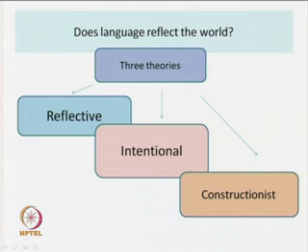Another important question that came up when we were discussing representation in the last lecture is the question, does language reflect the world? And we saw that there were three theories, which after Stuart Hall we call the reflective, the intentional and the constructionist theories, that are used to answer questions like these. We found that the reflective theory is a mimetic theory, a theory that holds that yes, we can faithfully represent through language any phenomenon, whether natural or cultural.